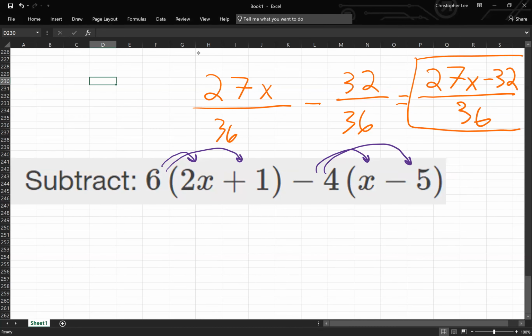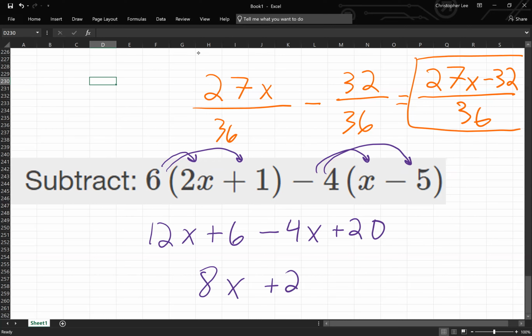6 times 2x, what's that? 12x. 6 times 1 is plus 6. Negative 4 times x is negative 4x. Negative 4 times negative 5 is, what's that? Positive 20. Excellent. Now we want to combine like terms, which is a really fancy way of just saying add. So 12x minus 4x is 8x. And 6 plus 20 is, what's that? Plus 26. Excellent. And that's it. Good to go.